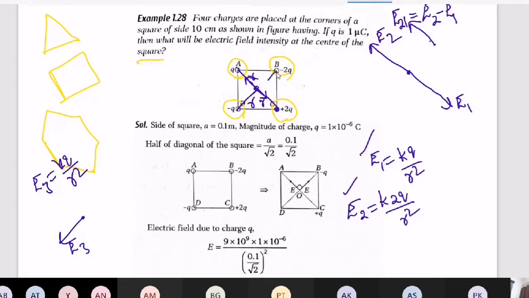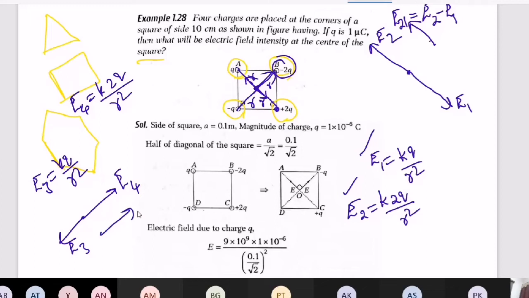Now here one more minus 2Q is there, at the same distance, but this is again a negative charge, so the field is towards it. So this is E4. Now how much will the E4 value become? K2Q by R square. Now E4 is greater, so the resultant of E4 and E3 is along E4, that is E43, which becomes E4 minus E3.